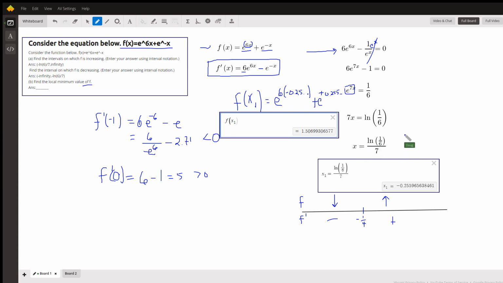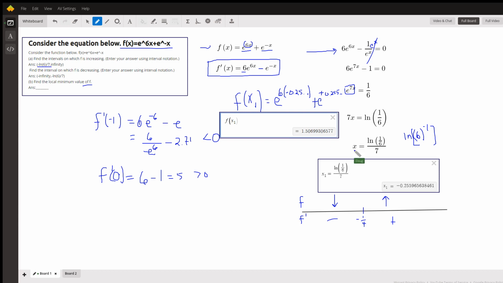Now note that you could write this as natural log of 6 to the minus 1, because that is what 1/6 is, 6 to the minus 1. Move the minus 1 out front, and you get the answer that's given here, minus the natural log of 6 over 7.